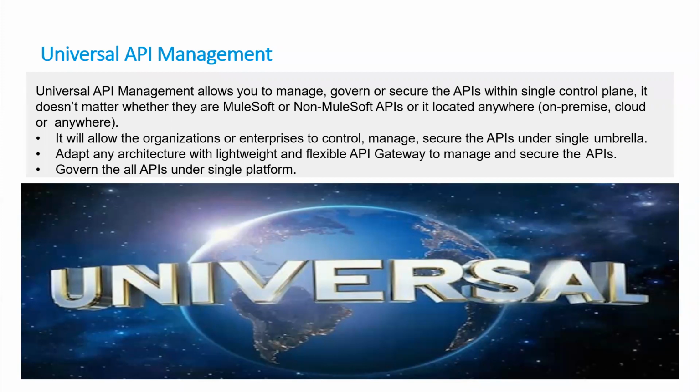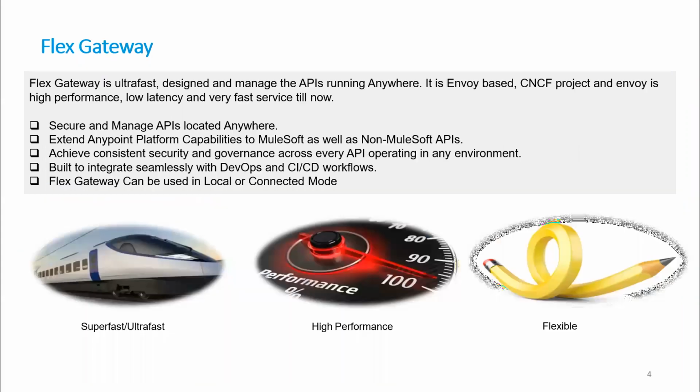We will discuss one of the components that has been introduced as part of Universal API Management, that is the Flex Gateway. MuleSoft has launched a gateway. MuleSoft already has other gateways, like Mule Gateway, and they have a service mesh. Now they have come up with something called Flex Gateway. The main intention behind the Flex Gateway is to manage your non-MuleSoft APIs as well as MuleSoft APIs from a single pane of glass. It's ultra fast, and it is based on Envoy, a CNCF project. Envoy is a high performance, low latency, and very fast service.